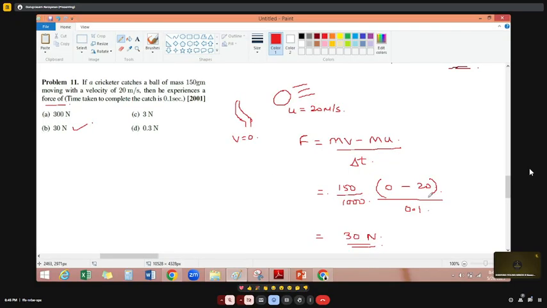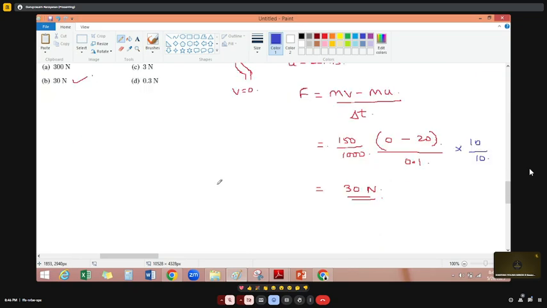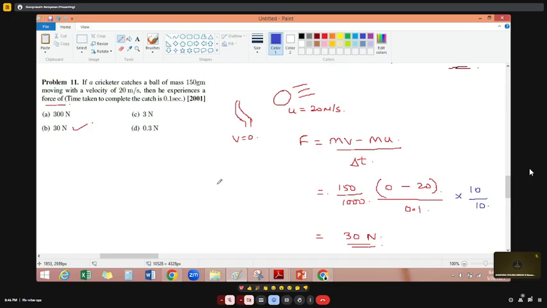So do the math yourself. If you need help, I can write down the steps here. I can multiply and divide by 10, so that this and this will become 1. And here 1, 2, 3, 3 zeros will go away. So with this 1000, 15 into 2, it will become 30. Very simple. Absolutely nothing difficult at all.